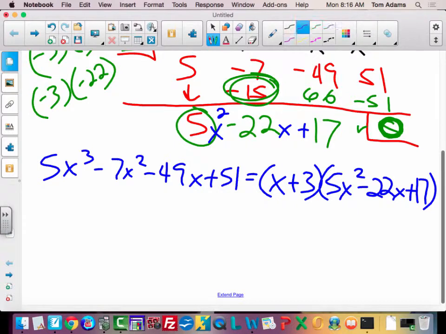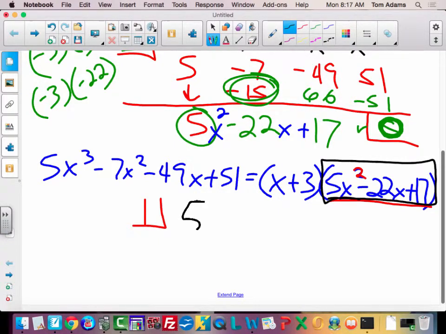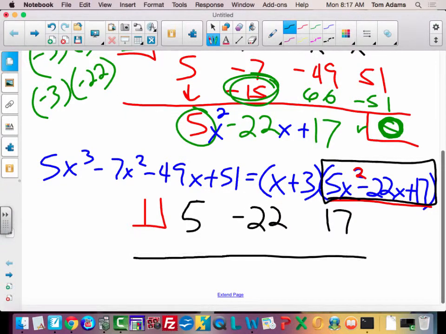Now, I still have this x squared term. I'd like to make this all products of binomials. So what I'm going to do is take this term here, and one of the other possible zeros was +1 based on our graph. So again, I'm going to factor this. I'm going to use synthetic division on this. So I'm going to say 5 for the x squared, minus 22 for the x, and then positive 17 here.